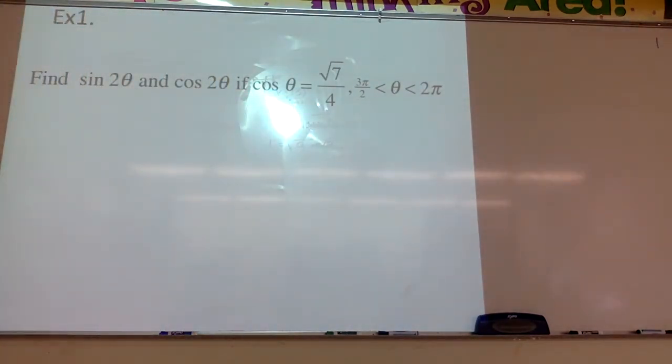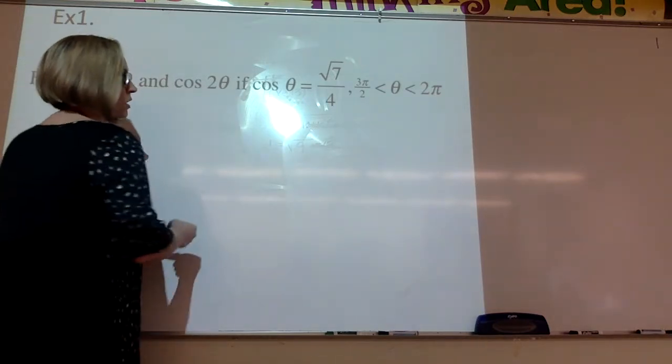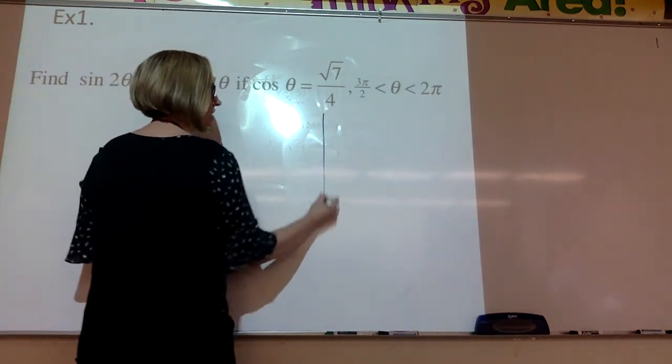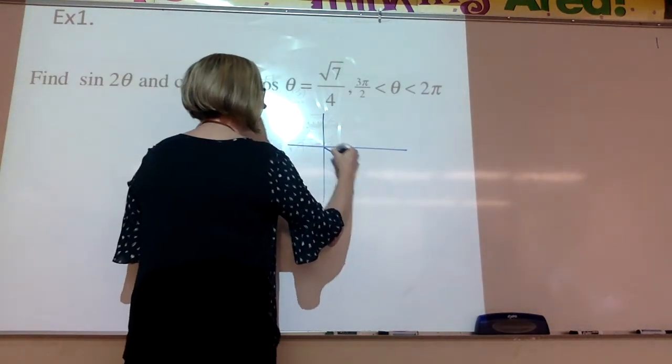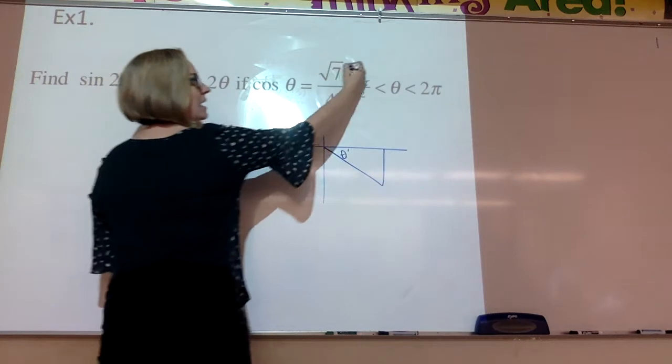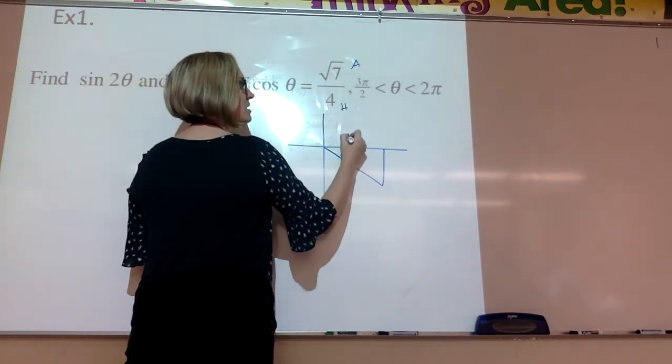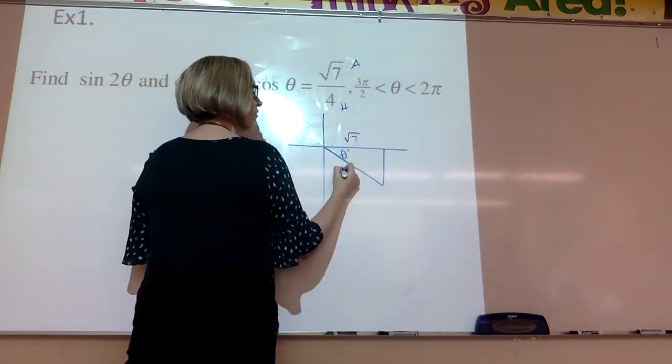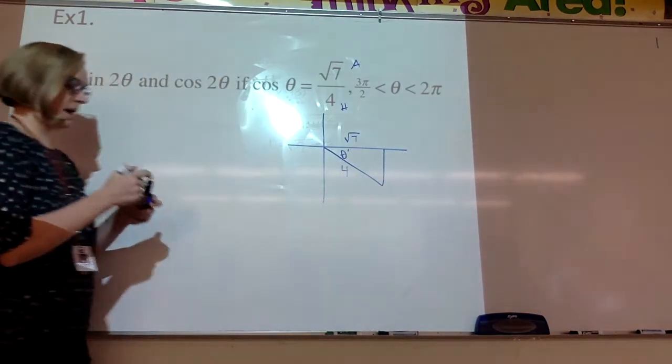Draw a triangle in quadrant 4. Okay, so we can go ahead and draw a quadrant 4 reference triangle. Remember, these are still reference triangles. So I'm going to come down, I'm going to come up. Here's my theta prime. Cosine is adjacent over hypotenuse, so this is going to be root 7. This is going to be 4. Is the opposite side positive or negative?